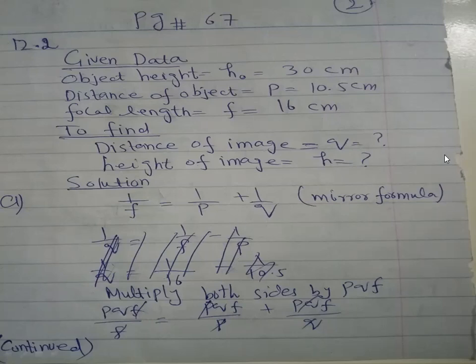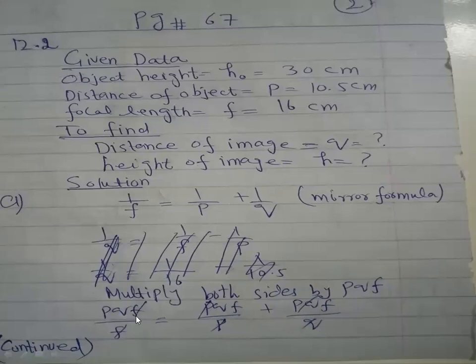Since I want to find out Q, what did I do? I multiply both sides by PQF, just to separate out Q. When I multiply here, PQF will be on the top and F will be at the bottom. Here, PQF will be on the top and P will be at the bottom, and PQF on the top and Q will be at the bottom.